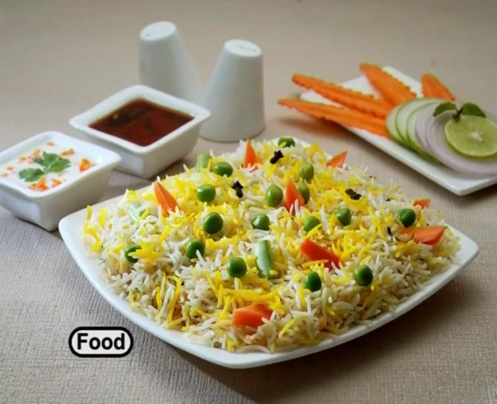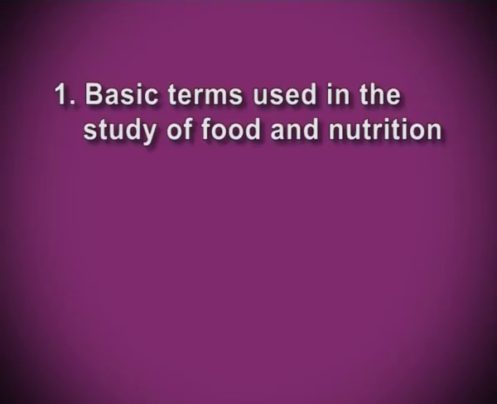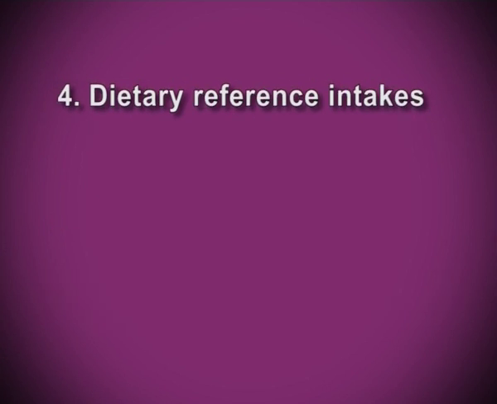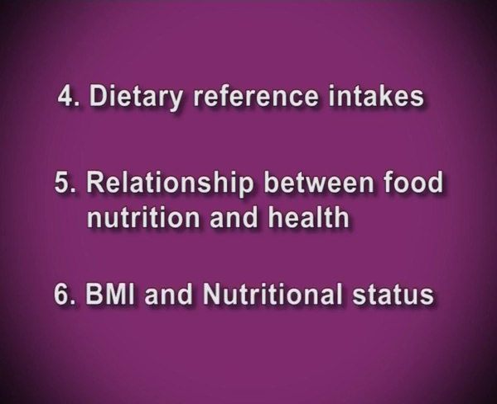Food consumption, which largely depends on production and distribution, determines the health and nutritional status of the population. The following aspects will be studied under Introduction to Food and Nutrition. 1. Basic terms used in the study of food and nutrition. 2. Nutrients. 3. Food groups and functions of food. 4. Dietary reference intakes. 5. Relationship between food, nutrition and health. And 6. BMI and nutritional status.